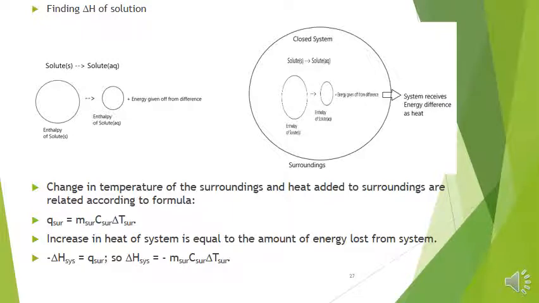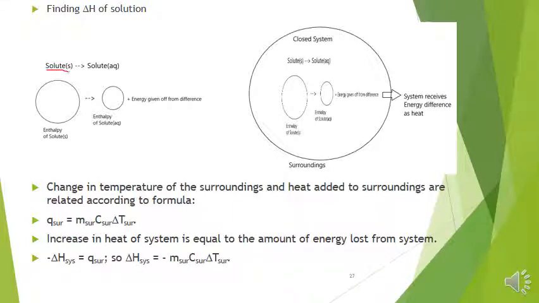What we're going to do now is look at how we can actually determine the heat of solution. This is going to be basically one step. It's not going to look at the two steps, the lattice energy and the solvation energy. It's just going to look at the overall change in enthalpy, the overall effect of the heat of solution, and how we can figure it out. We're going to look at an exothermic reaction. The same thing could apply for endothermic reactions.